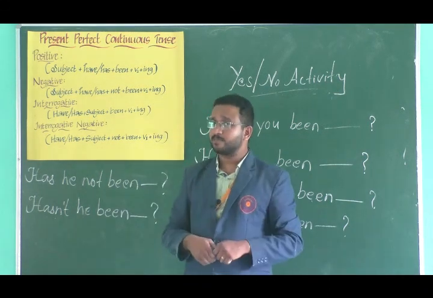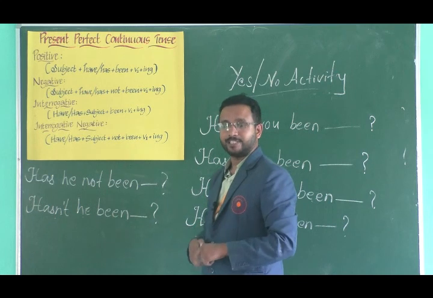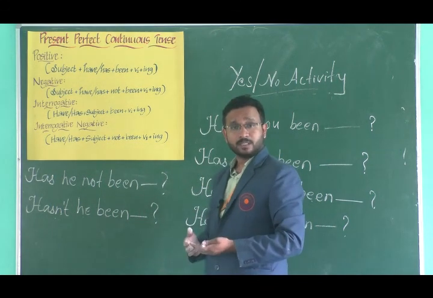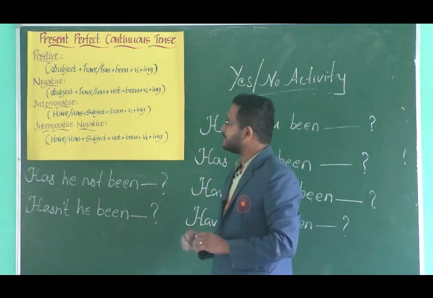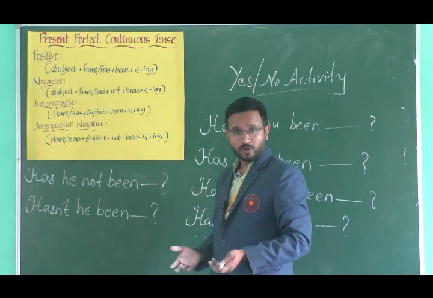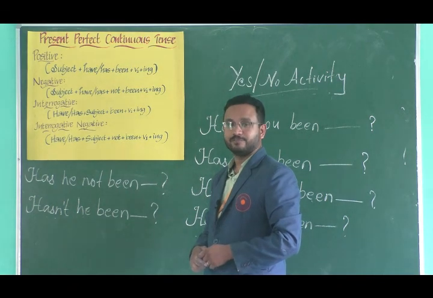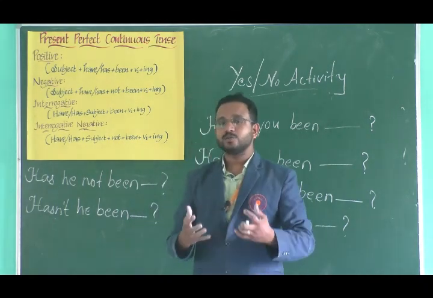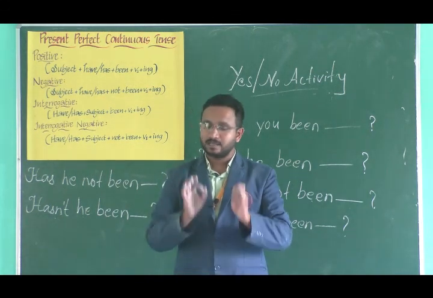Has he been helping his mother? No, he hasn't been helping his mother. Negative statement. Has he not been helping his mother? Yes, he has been helping his mother. No, he hasn't been helping his mother. Hasn't he been playing football? Yes, he has been playing football, or no, he hasn't been playing football. See, dear students, how we are forming the statements. Yes, practically you can play this game to understand the present perfect continuous tense clearly.